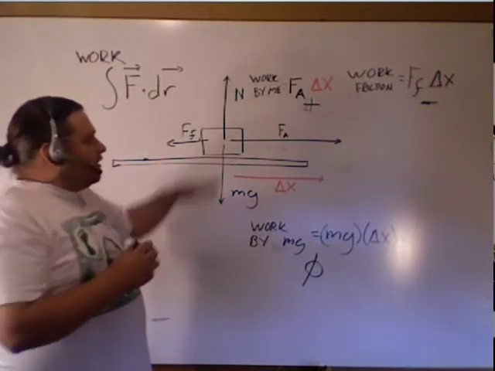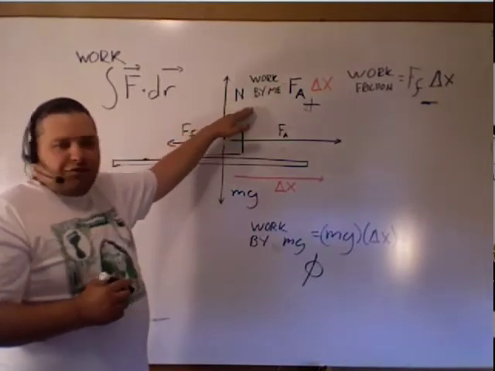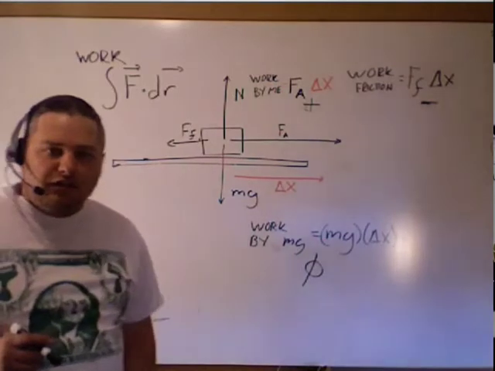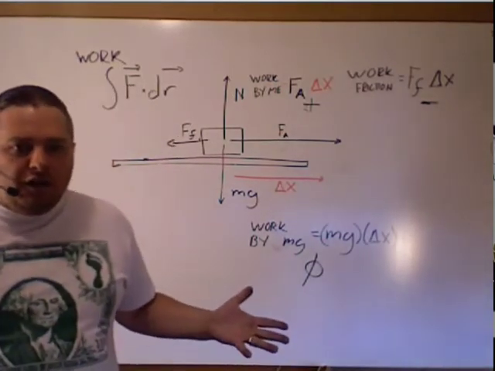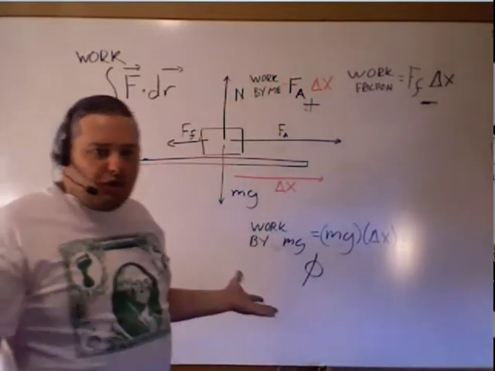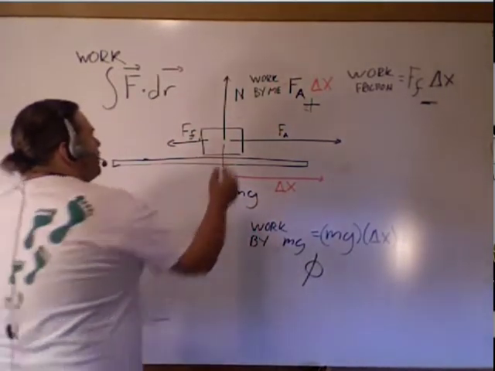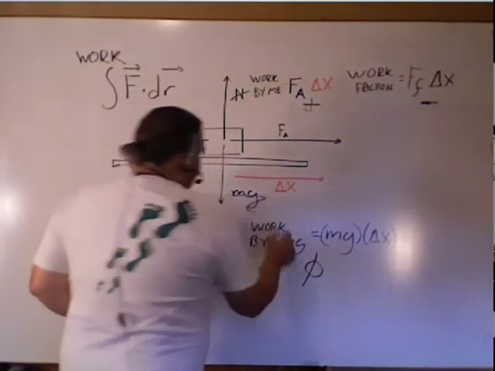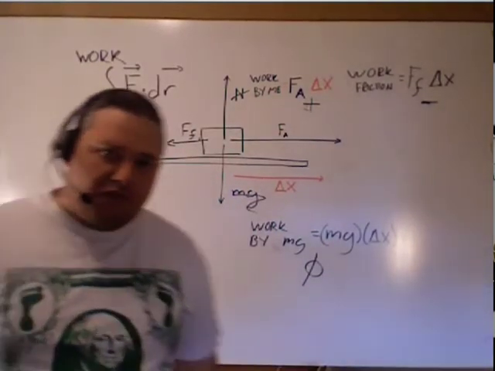I'm already ignoring two vectors, because this normal force is not in the direction of that. So it's going to do no work. So the work done by gravity and the work done by normal, we just don't worry about it. It just goes away. Boom, boom. They're not forces to concern ourselves with.